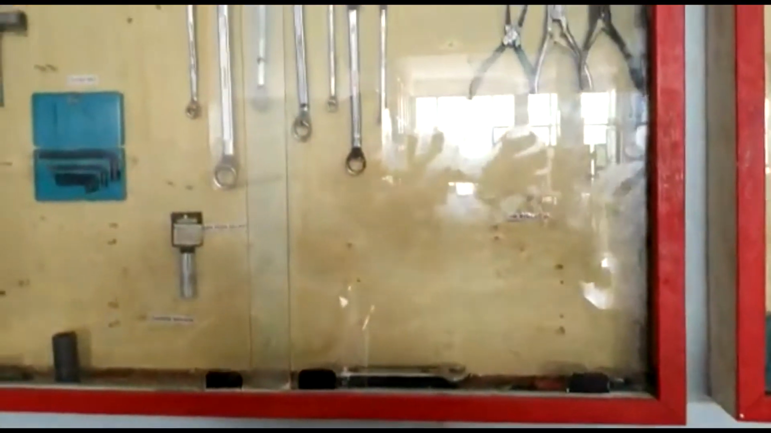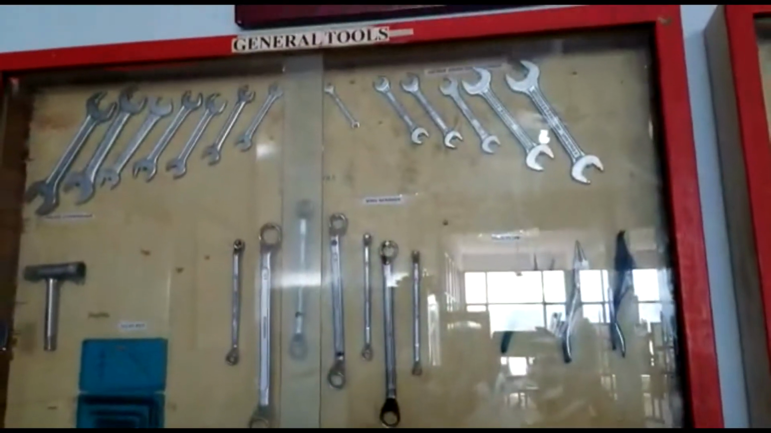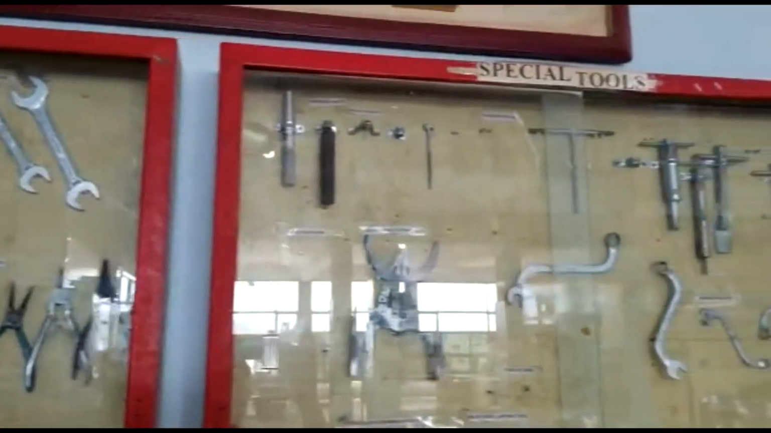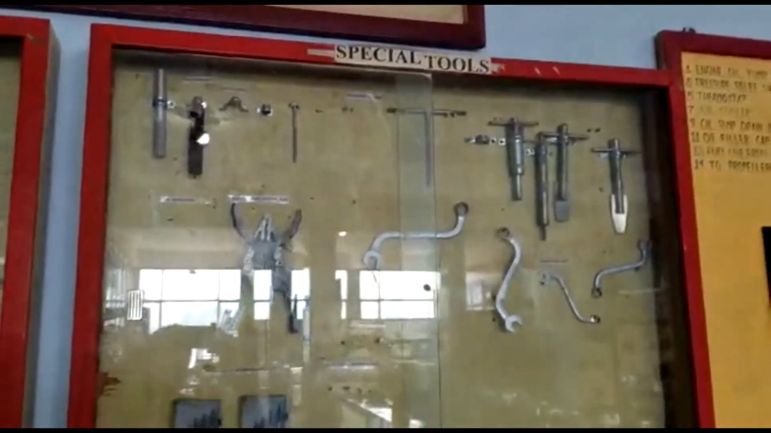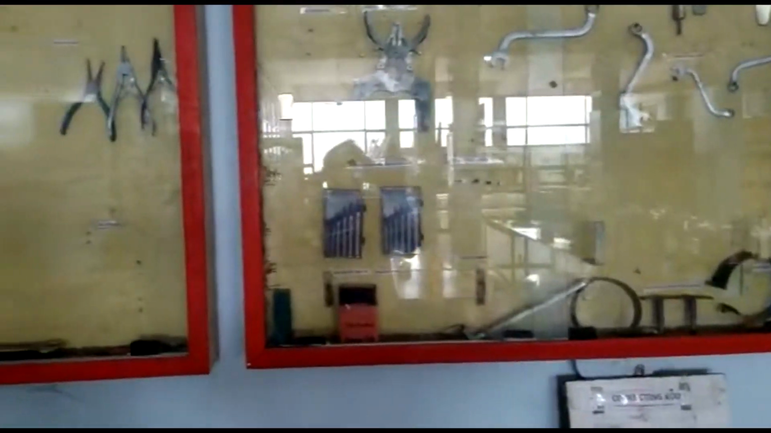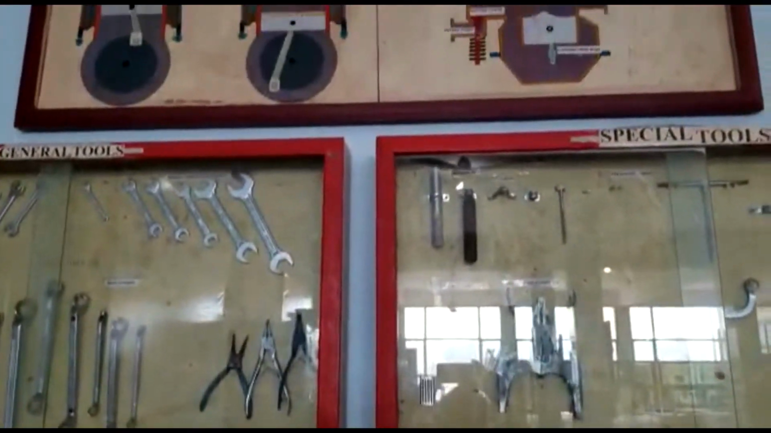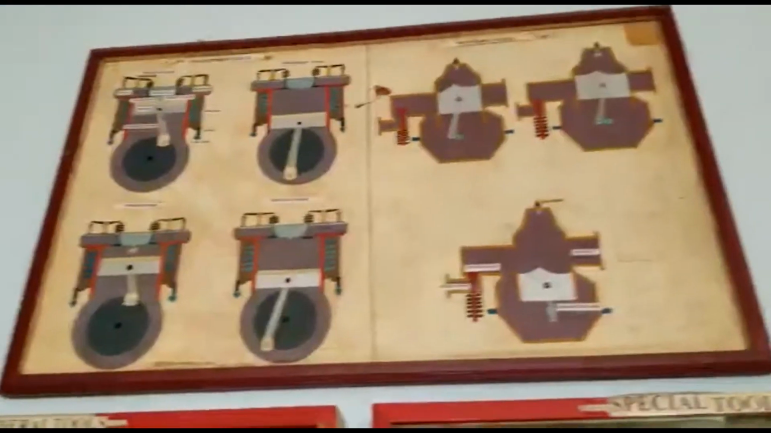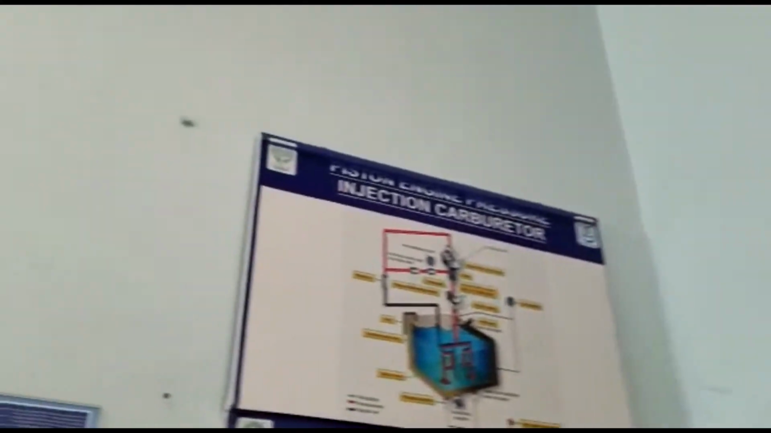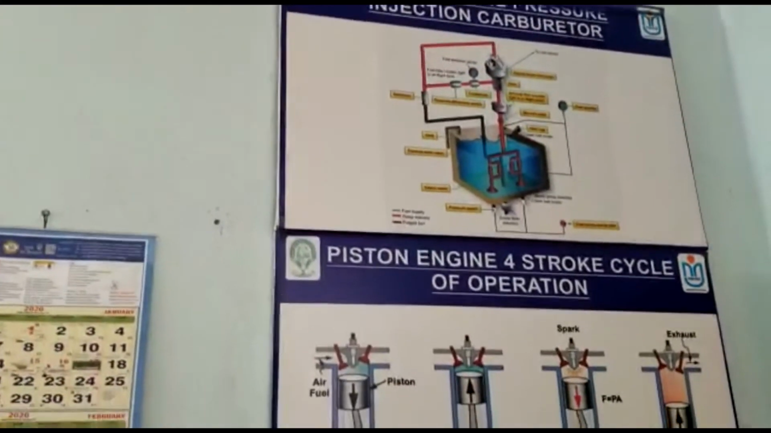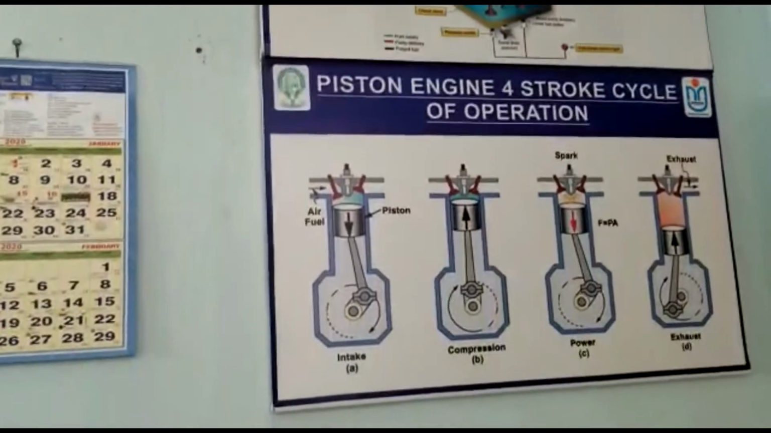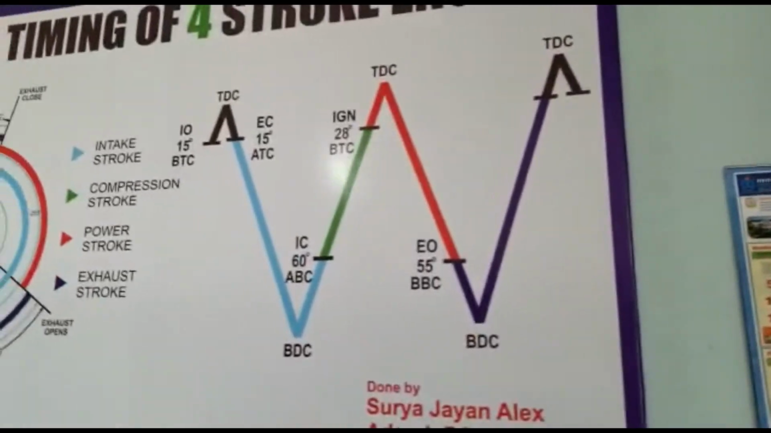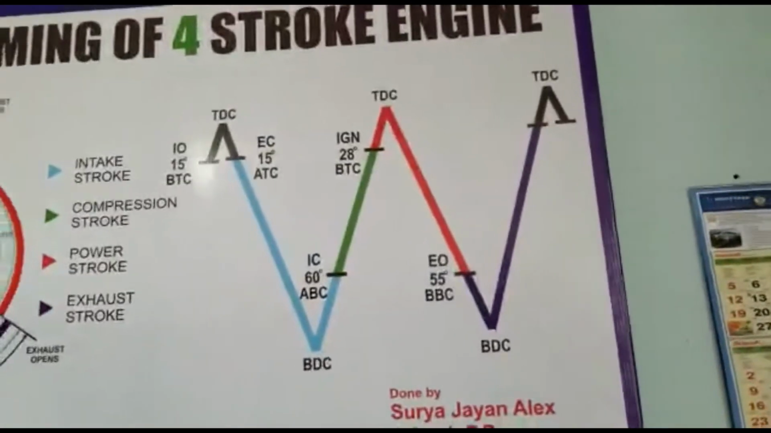Now we are seeing various tools used in the piston engine lab. These are the general tools, and this board is showing the special tools used in the piston engine lab to remove the cylinder and various parts of the piston engine. And this board shows the 4-stroke engine operation, the piston engine 4-stroke operating cycle. And this is the valve timing diagram. This board will explain when the valve is opening and closing.